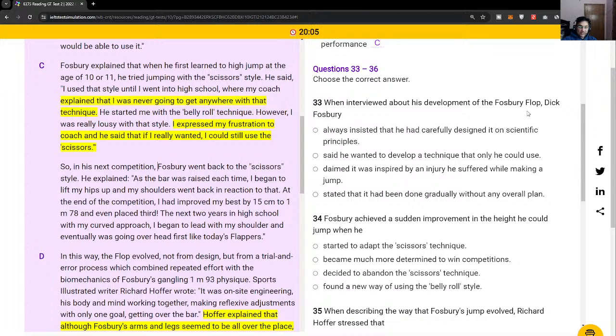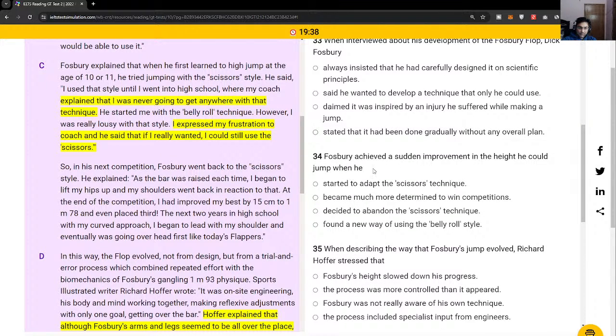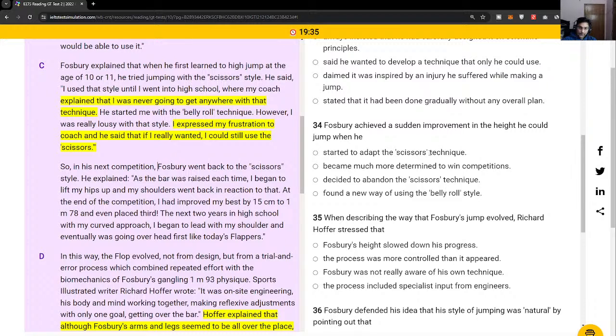When interviewed about his development of the Fosbury flop, Dick Fosbury always insisted that it was carefully designed on scientific principles, said he wanted to develop a technique that only he could use, claimed it was inspired by an injury he suffered while making a jump, done gradually without any overall plan. Fosbury achieved a sudden improvement in the height he could jump when he started to adapt the scissors technique. Became much more determined to win competition, decided to abandon the scissors technique, found when he was using the belly roll technique.